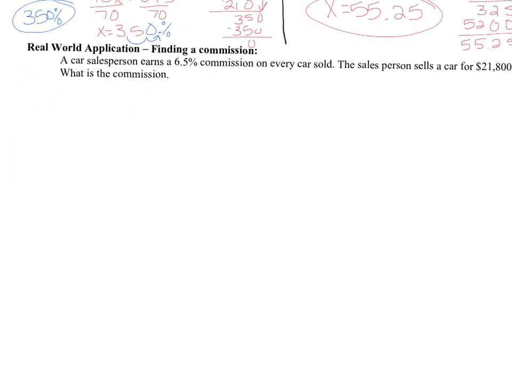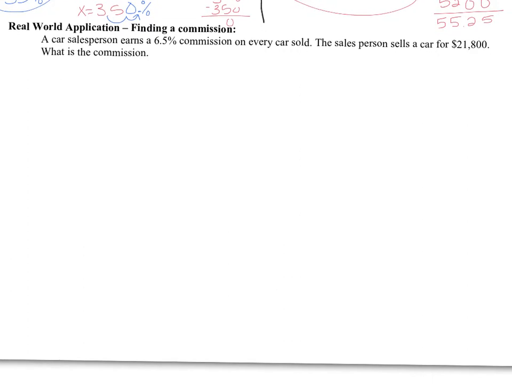Okay, this last little example here, you will have a couple of these, so I want to make sure you get this formula written down. It says a car salesperson earns a 6 5/10% commission on every car sold. The salesperson sells a car for $21,800. What is the commission? What the commission means is that he receives 6.5% of any car he sells. So we're going to take 6.5% and multiply it by the price of any car he sells.